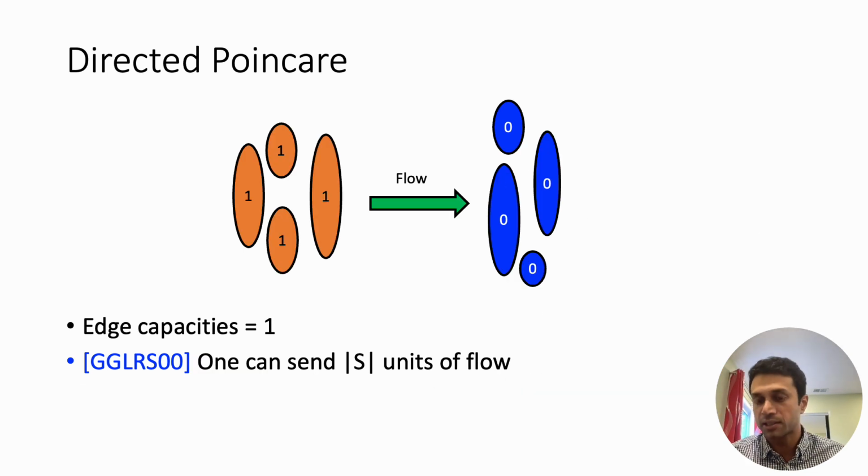The directed Poincare statement is equivalent to the following. Given S and T and edge capacity 1, you can route cardinality of S units of flow. This is different from Lehman-Ron. In the Lehman-Ron theorem, they had to be vertex disjoint paths, and here they only have to be edge disjoint.